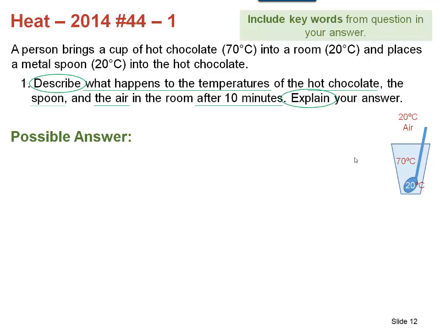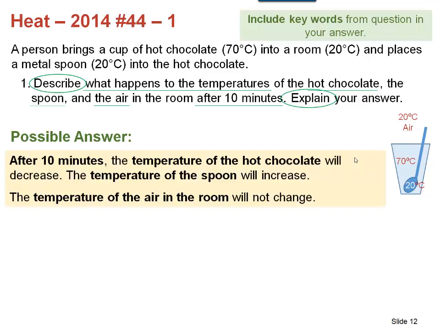Let's take a look at the first question. What happens to the temperature of the hot chocolate, the spoon, and the air in the room after 10 minutes? After 10 minutes, the temperature of the hot chocolate will decrease. The temperature of the spoon will increase, and the temperature of the air in the room will not change very much. So that states the answer, what happens after a brief period of time. Now let's explain the answer.